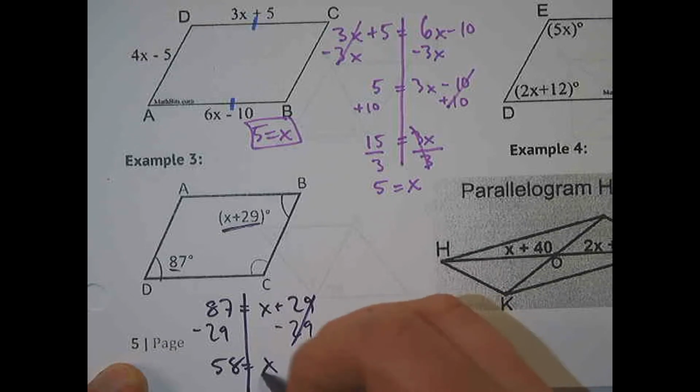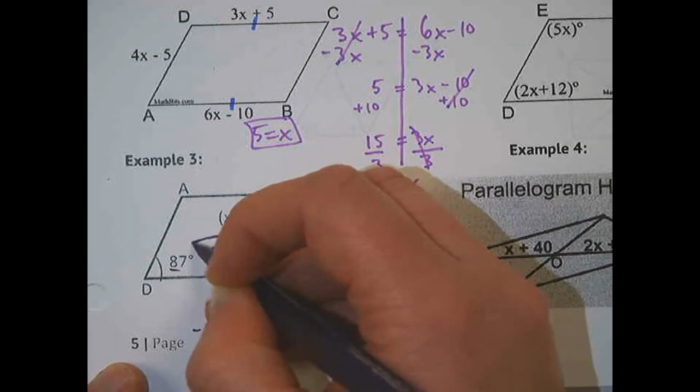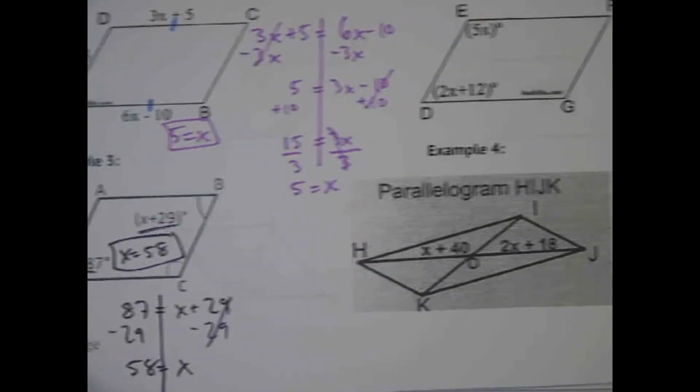So we know x equals 58. Okay. So then we're going to jump over to example 4 here.